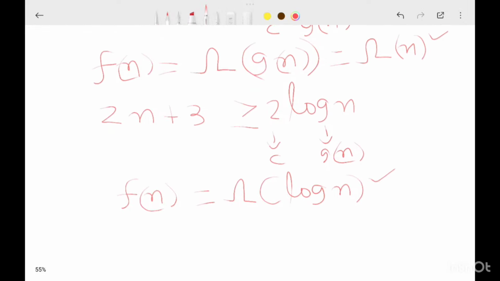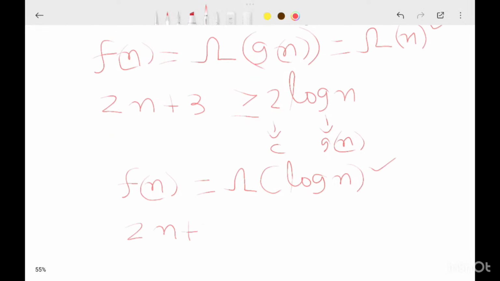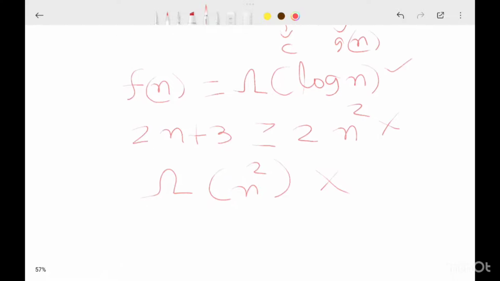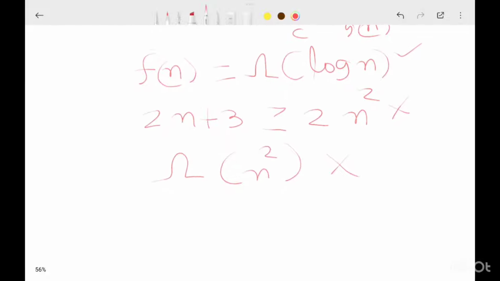But we cannot say 2n plus 3 is greater than or equal to 2 into n square or 1 into n square. So this is wrong. We cannot take this as big omega of n square. This is the lower limit here, and n squared is not a lower limit of this function f of n. So this is actually false. So this is about the lower bound, or big omega notation.